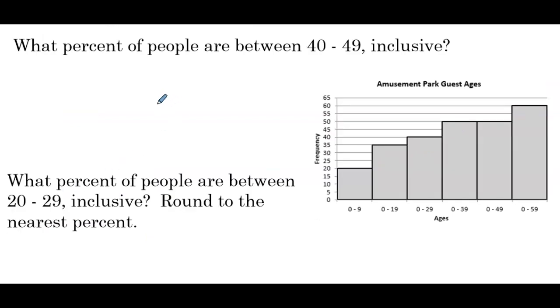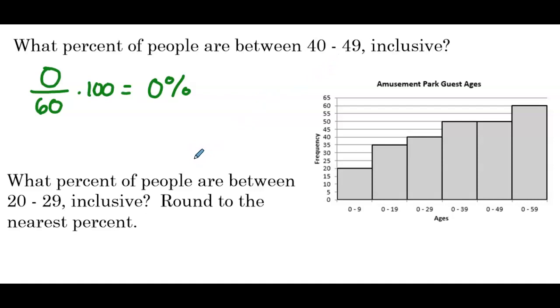What percent of people are between 40 and 49 inclusive? So in order to figure out a percentage, we first have to figure out how many people are in that age range. So comparing 0 to 39 with 0 to 49, we should notice there is no change. It did not go up at all. Well, what does that mean? That means that there are 0 people in this age range. So 0 people, and just to finish out the percent, right, out of the 60 people at the park times 100, don't need a calculator for this one, 0%. There are 0% of people that are between 40 to 49 inclusive.